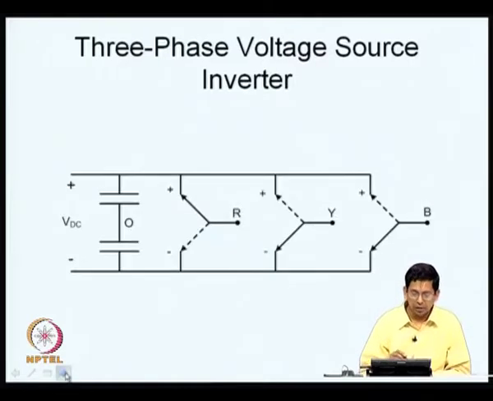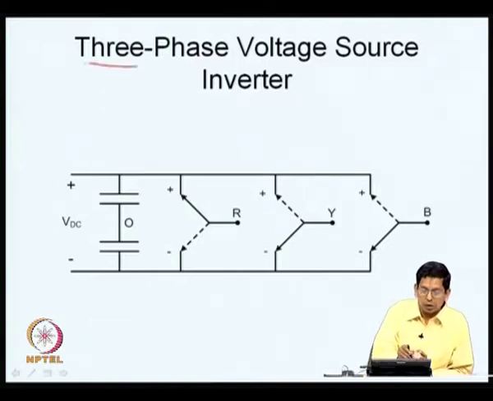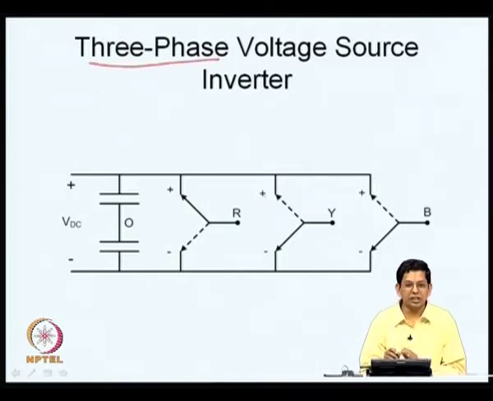So, let us look at a 3-phase voltage source inverter. What is a 3-phase voltage source inverter? Instead of 2 legs, it has 3 legs. Why? Now, you have a load which is a 3-phase load. The difference between the previous case and here is that was single phase, this is 3-phase. There we had a single phase load, here we have a 3-phase load. A single phase load has 2 terminals, while a 3-phase load has 3 terminals.